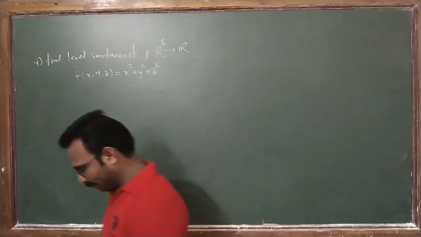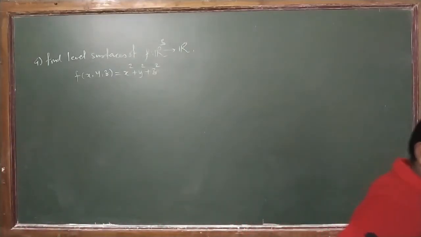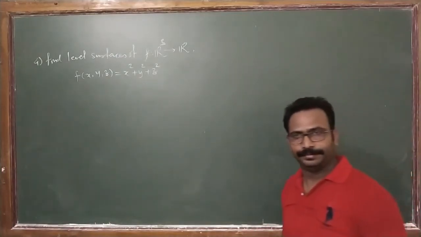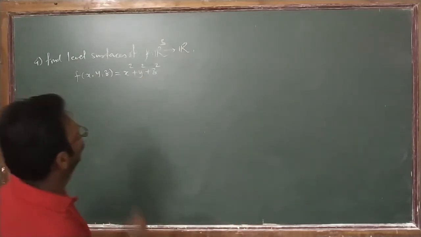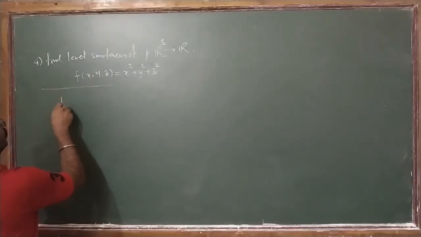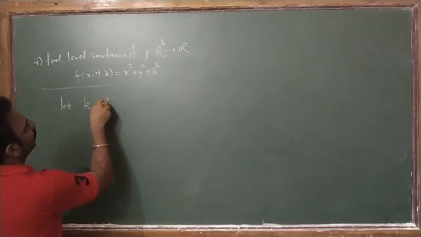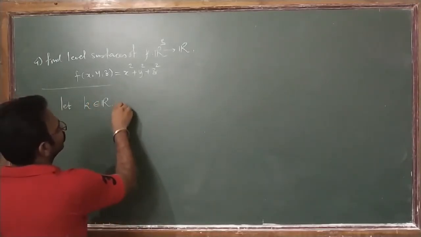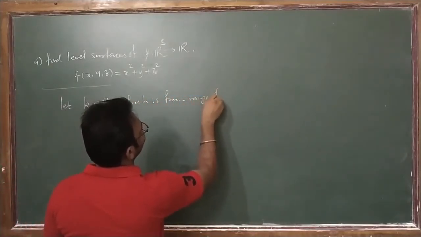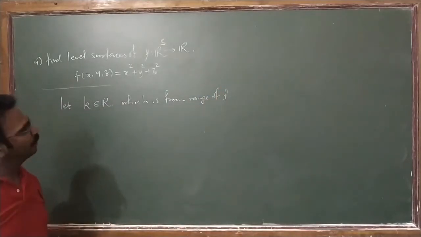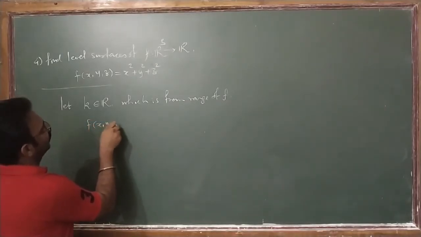So f is a function from R3 to R given by f equal to x square plus y square plus z square. It is very difficult to draw the graph in R4. So what will be the level surface of this function? Let k be a real number from the range of f. Therefore f of x, y, z equal to k.